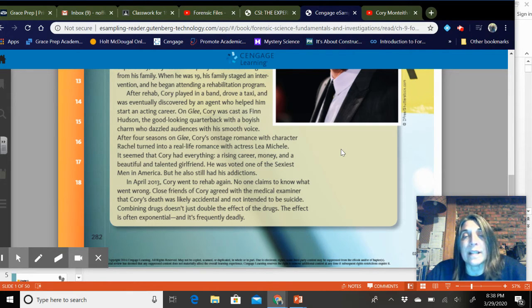He was voted one of the sexiest men alive, but he had his addictions. In April 2013, Cory went to rehab again. No one claims to know what went wrong. Close friends of Cory agreed with the medical examiner that Cory's death was likely accidental and not intended to be suicide. Combining drugs doesn't just double the effect of drugs, the effect is often exponential and is frequently deadly.